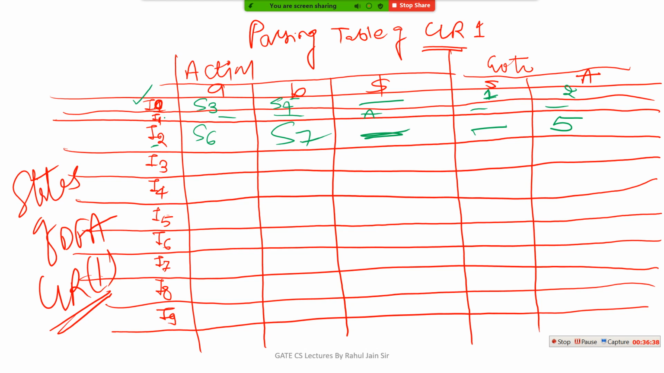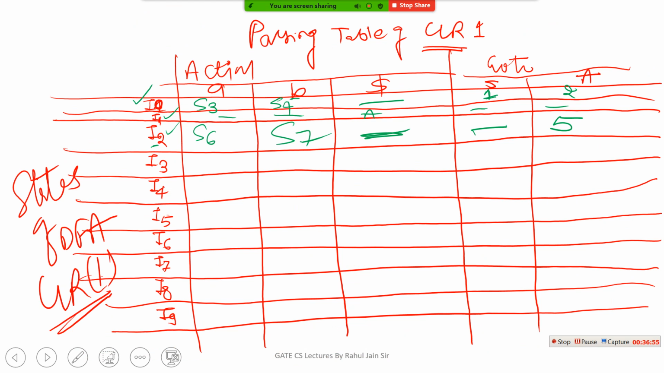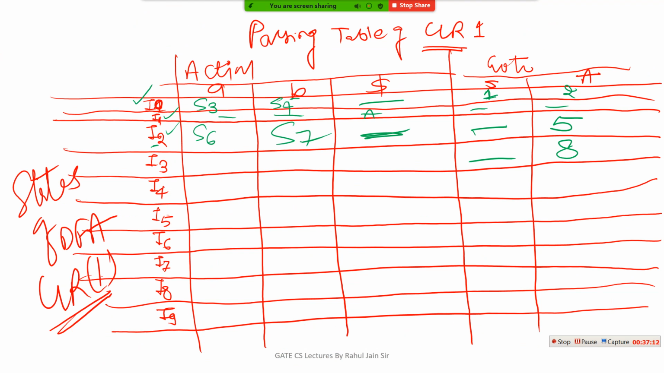Now we have completed I0, I1, I2. Now I3. On capital A, we are shifting to I8, so on capital A, I would write 8. And on capital S, I don't have anything, so I will leave it blank. On small a, I have a self loop on I3, so on small a I would write S3 here because I have a self loop on small a.